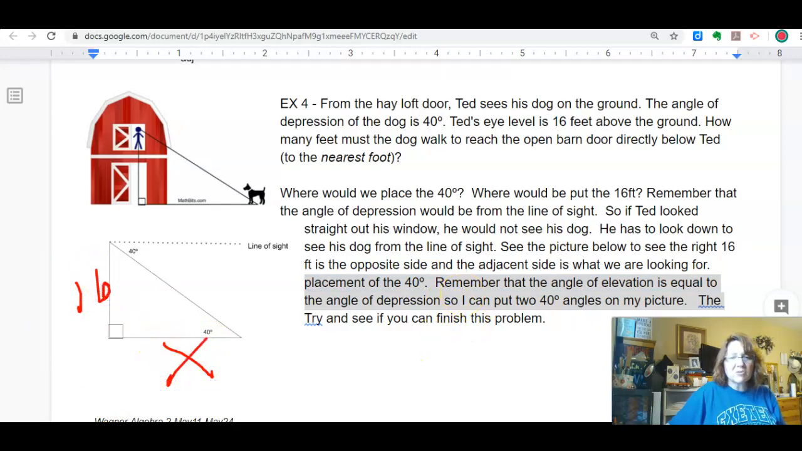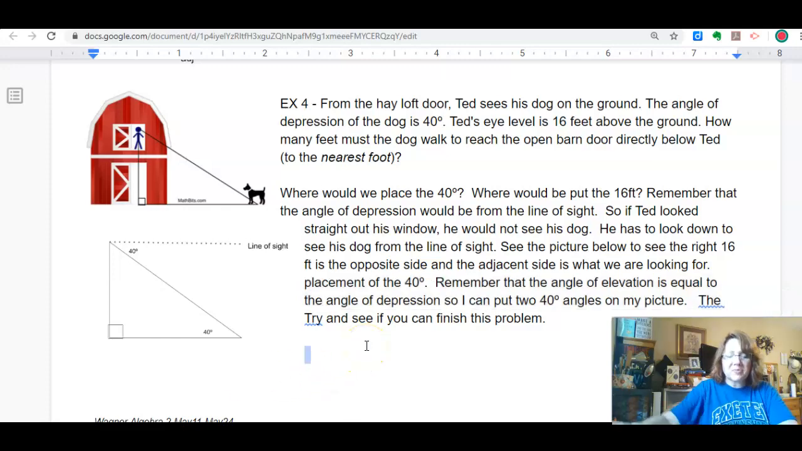So what trig function am I going to use? What do you think? Opposite, adjacent, tangent, right? So you want to use tangent. So what would you do? You'd say tangent, but it's always of an angle. So the angle in this case is 40. So the tangent of 40 equals whatever the opposite was, which was 16 over x.